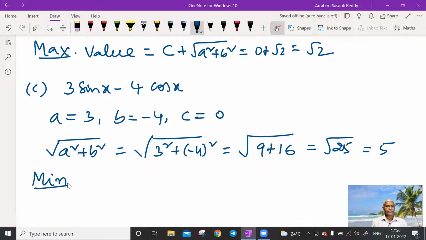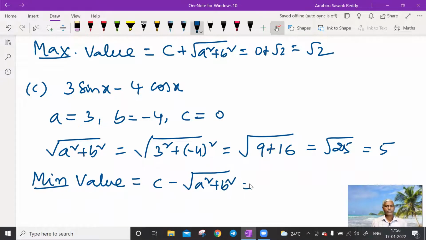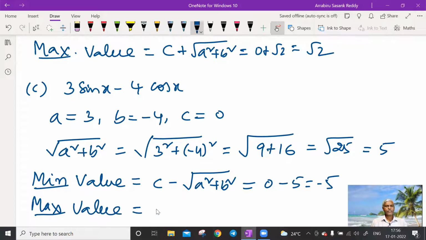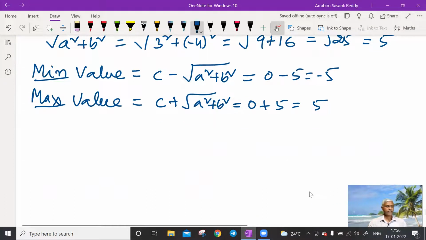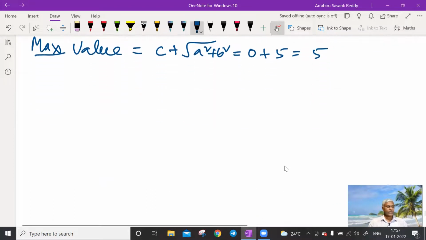Now the minimum value is c minus under root a square plus b square, c value 0 minus 5, and the maximum value is c plus under root a square plus b square, 0 plus 5, that is the maximum value is 5, minimum value is -5. So this is how we find the minimum and maximum values for a given trigonometric expression.